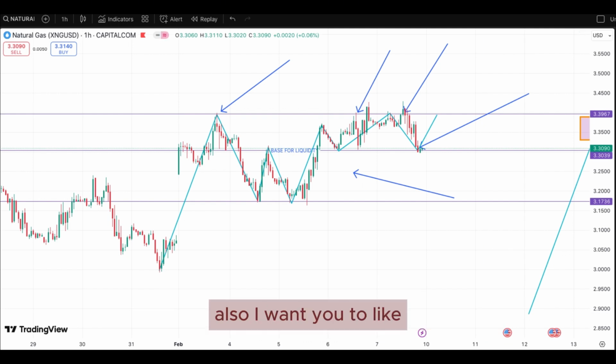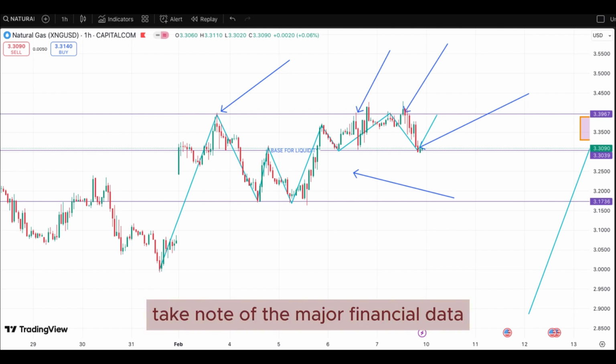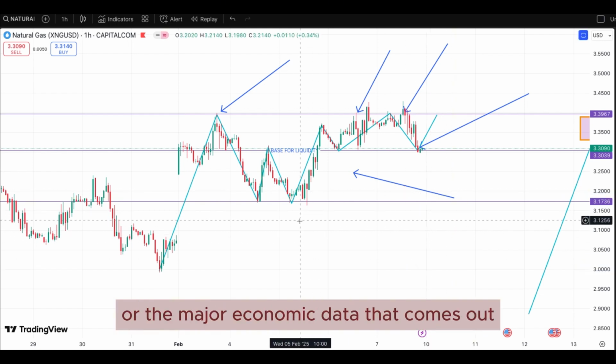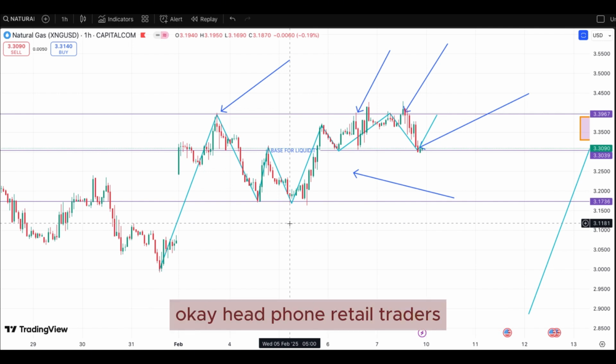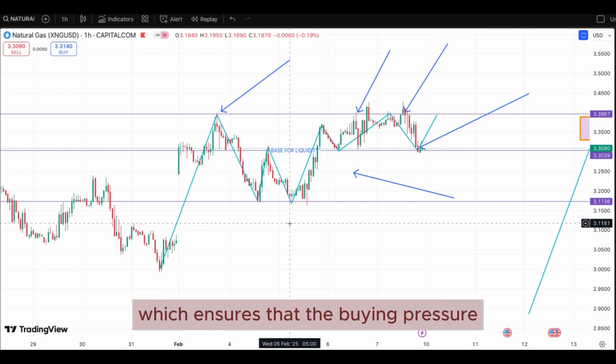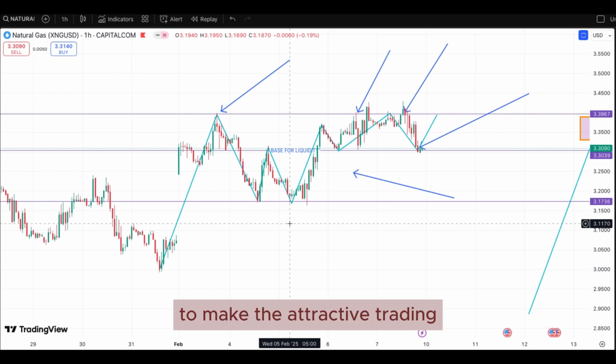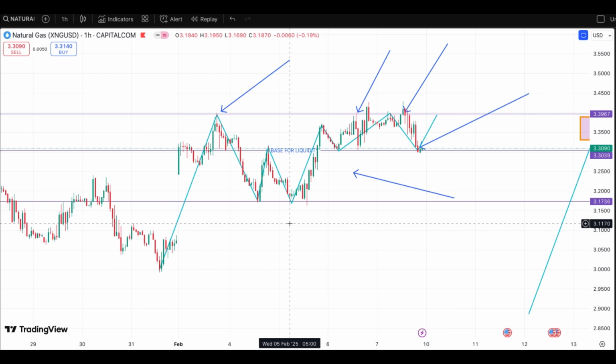Also, I want you to take note of major financial or economic data that comes out, which could affect the prices of natural gas. Hedge funds, retail traders, and financial institutions tend to participate in the gas market because there is high liquidity, which ensures that the buying and selling pressure is quite high, making the trading of natural gas attractive and possible.